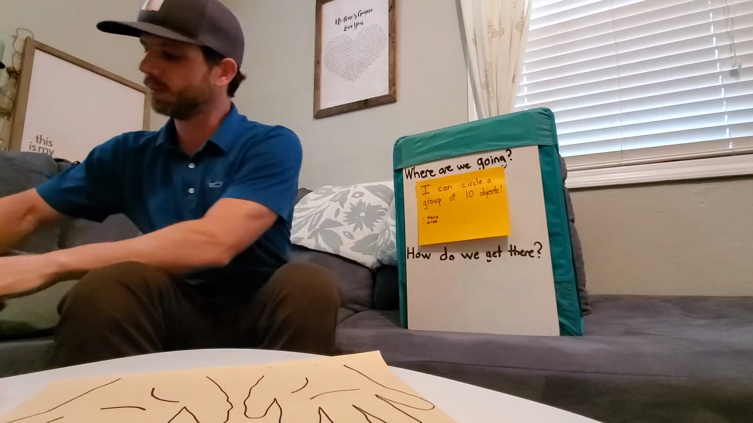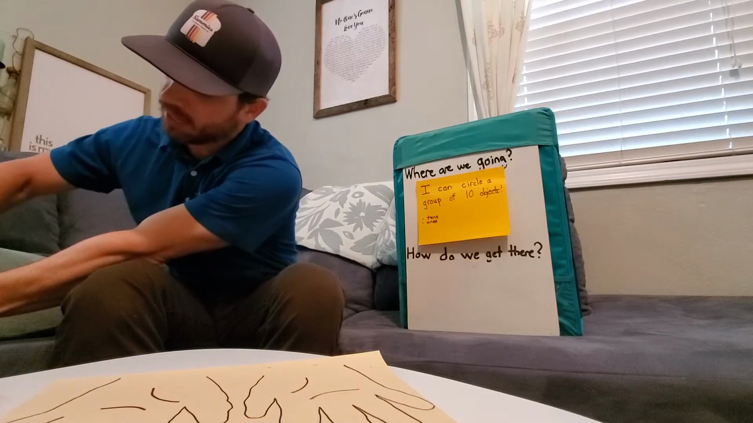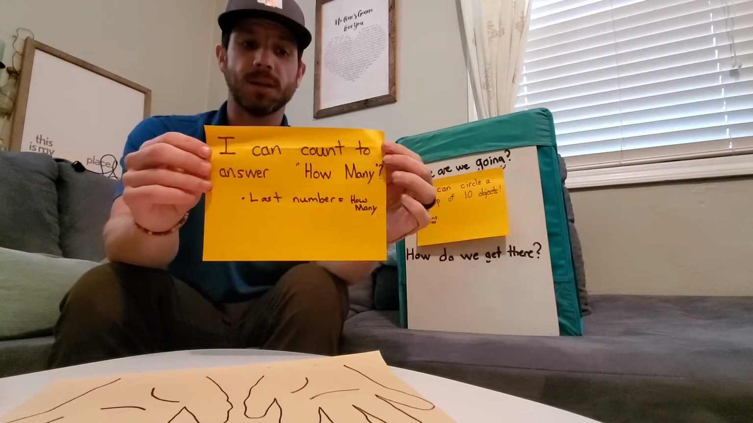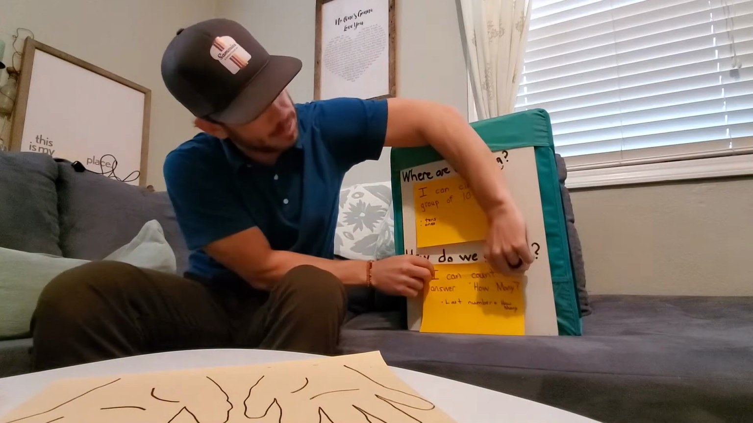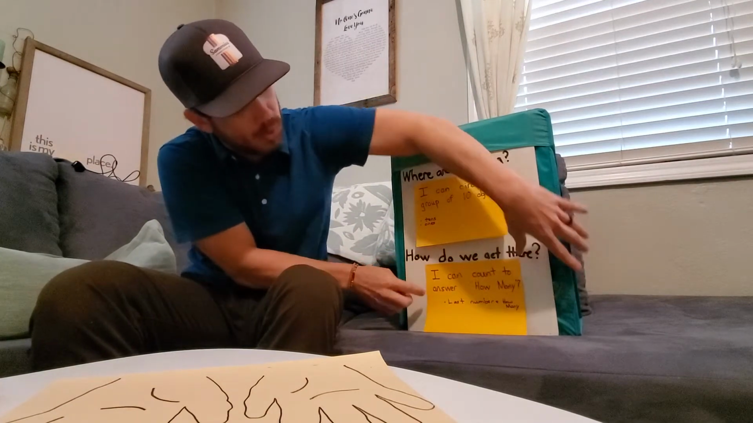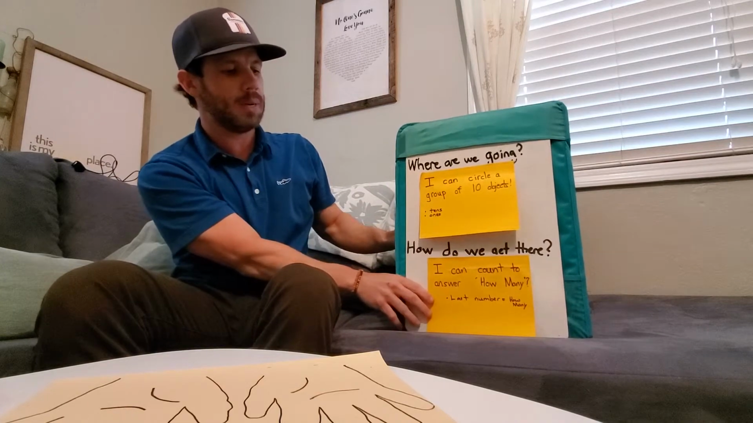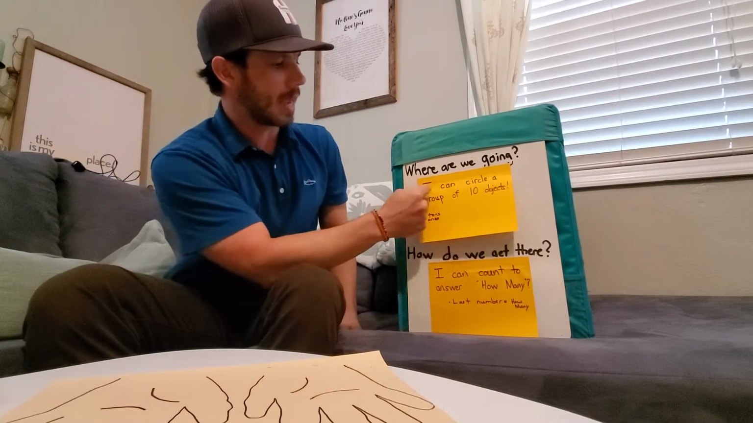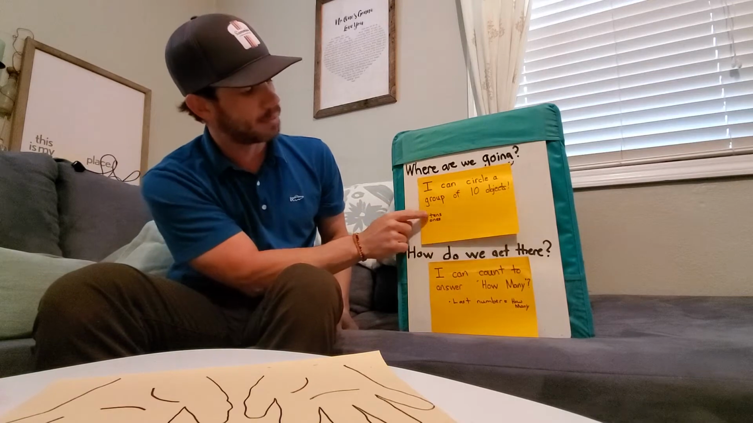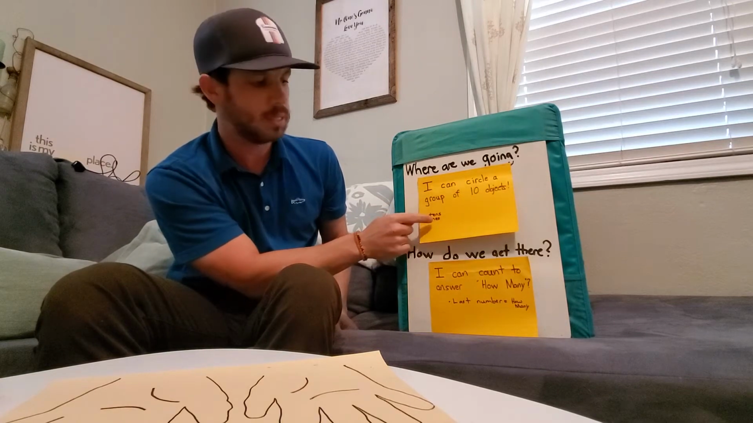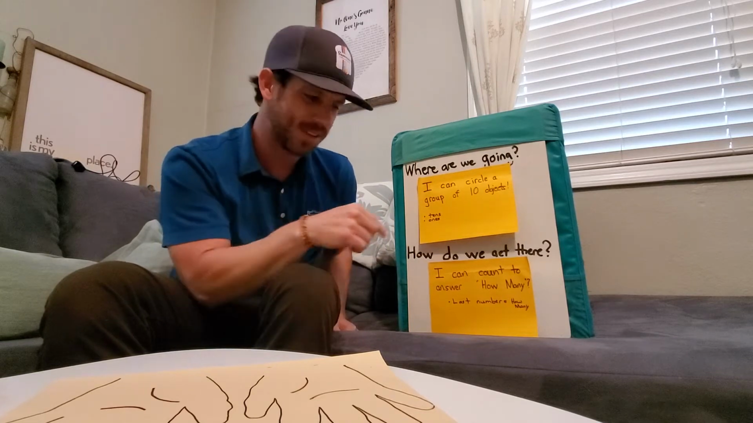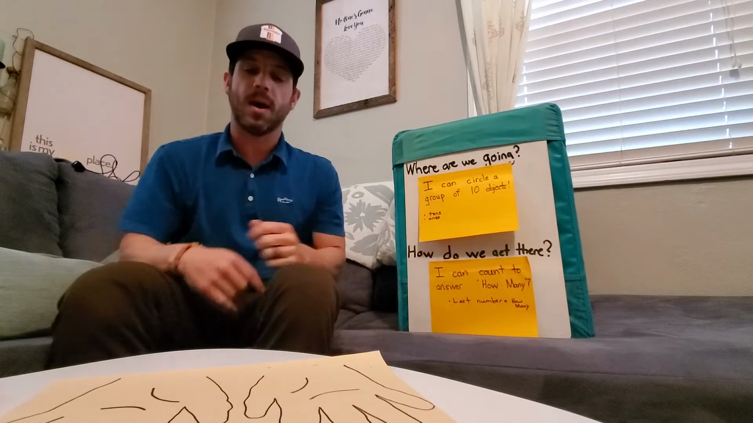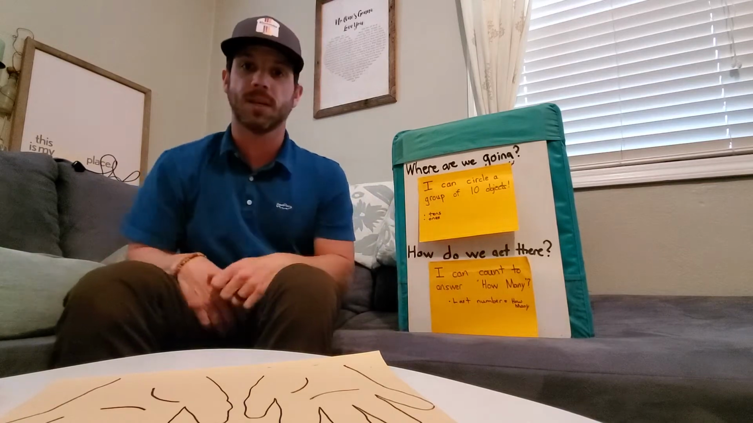Well, boys and girls, the way we get there to circling 10 objects, repeat after me. I can count to answer how many. And as Baxter Bees, you guys know that the last number we say equals how many. So here's where we're going. I can circle a group of 10 objects. You're going to have some 10s. We're going to circle a group of 10 ones. 10 ones is going to give you 1, 10. You're exactly right. And then how we're going to get there is I can count to answer how many. Now we touch and count, and the last number we say tells us how many.